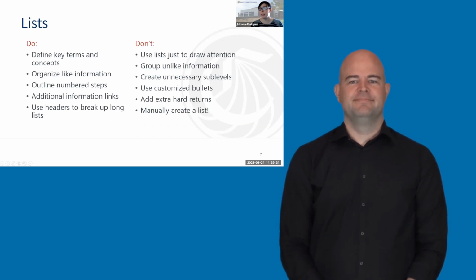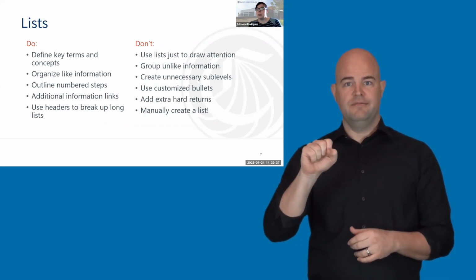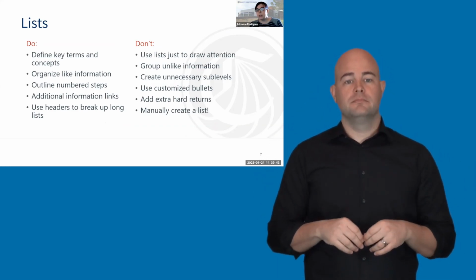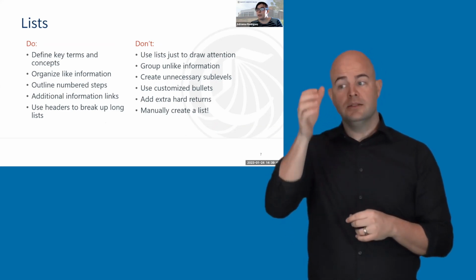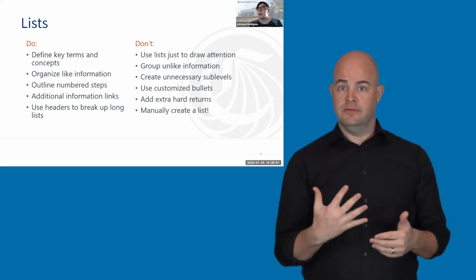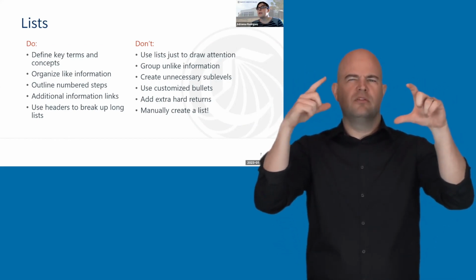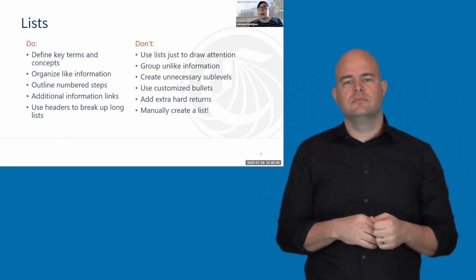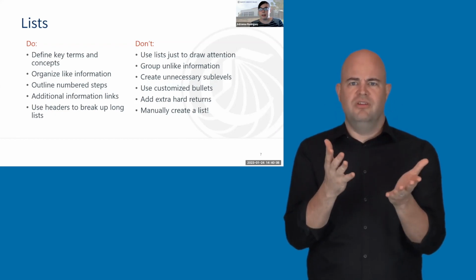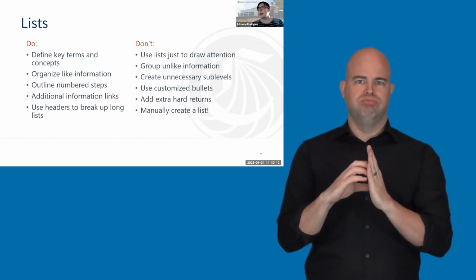Okay, let's move on to our next L, which is lists. For lists in Canvas, there are some do's and don'ts that we recommend you remember. You can use lists to define key terms and concepts, organize like information, outline numbered steps, and add additional information links. You want to use headers to break up long lists. You don't want to use lists just to draw attention. Now I've seen lists where essentially every bullet point is just a sentence in a paragraph, and that's really not the meaning of a list or the list tool. So you want to avoid that.